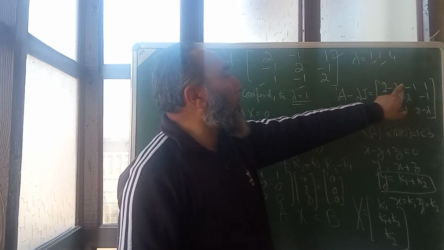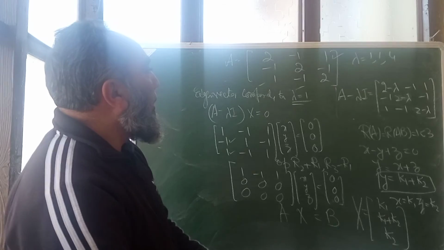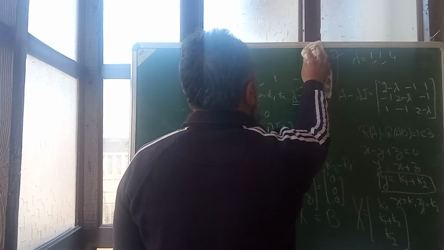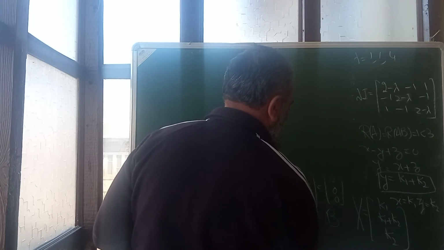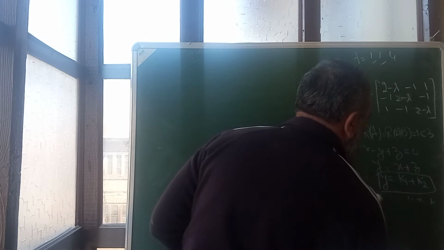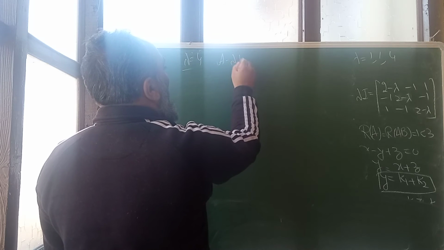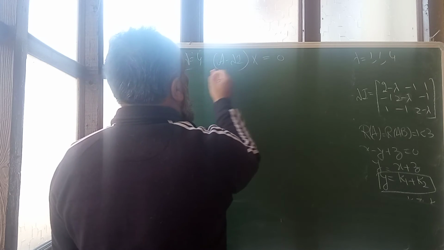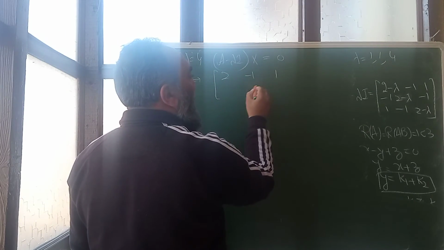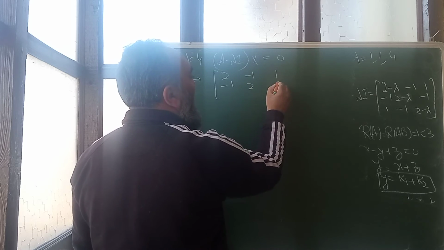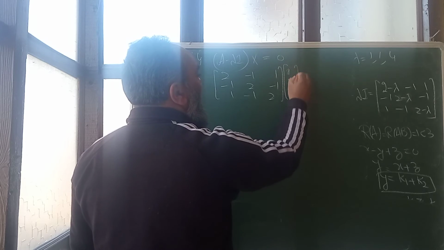For 4, this is 2 minus 4, 2 minus 4, 2 minus 4. Will you do it yourself or let me show this? When lambda is 4, (A minus lambda I) x equals 0 means 2 minus 4, 1, minus 1; 1, 2 minus 4, 1; minus 1, 1, 2 minus 4. This is x and this is 0.